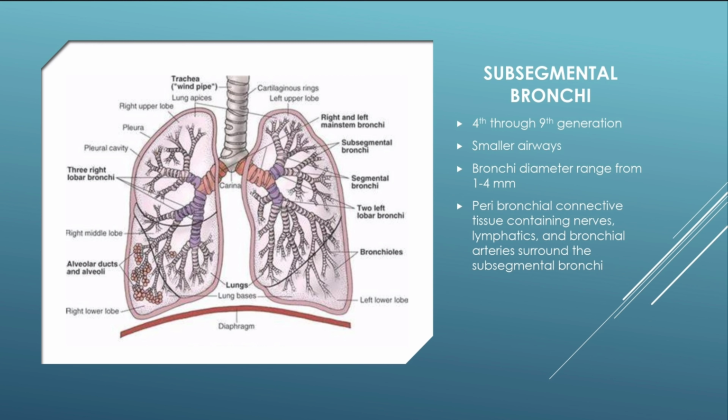Now we're getting into the subsegmental bronchi. These are generations 4th through the 9th, and they are smaller airways, and the bronchi diameter ranges from 1 to 4 microns. The peribronchial connective tissues containing nerves, lymphatics, and bronchial arteries surround the subsegmental bronchi.